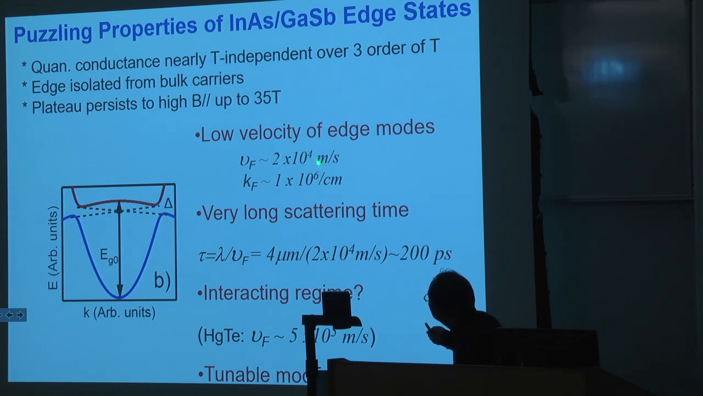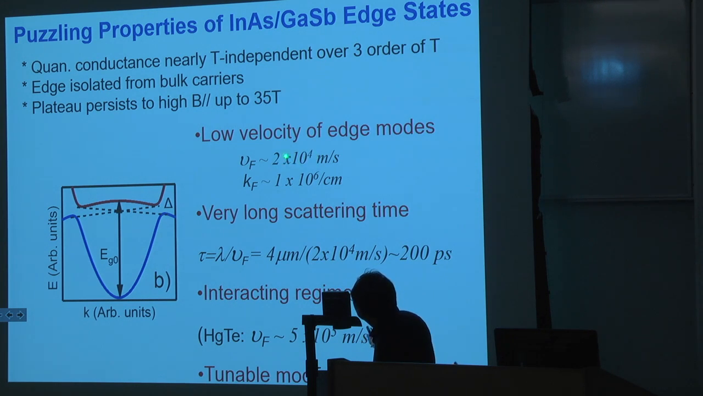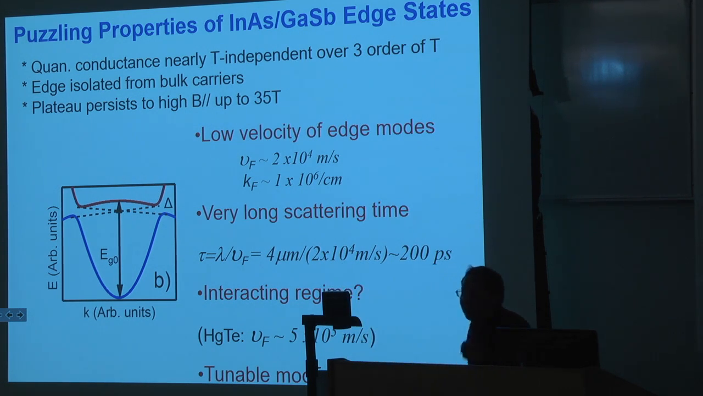It's 2×10⁴ meters per second. So what that means is that in a usual semiconductor, you have 2×10⁶. In metal, you have even higher. In graphene it is 3×10⁶. Okay, so that's about two orders of magnitude smaller than a usual conductor. And that means the kinetic energy in this system is really small, about 100 times smaller than in a usual metal.